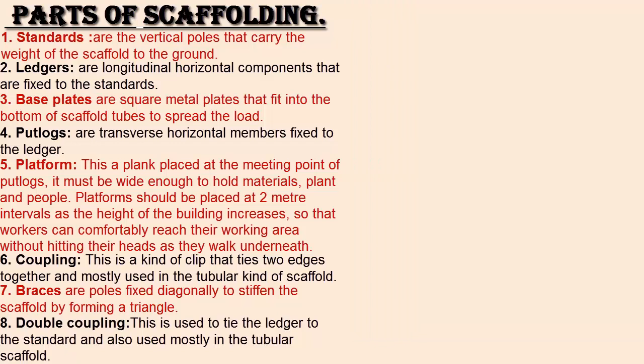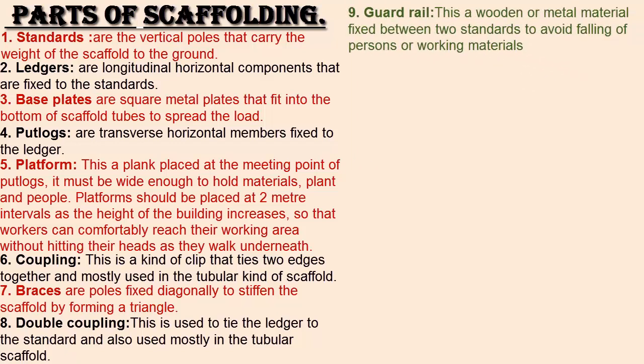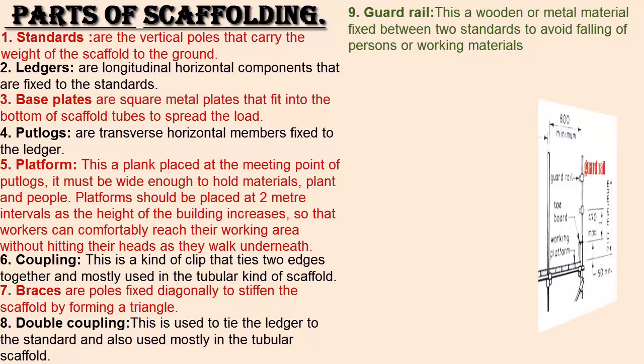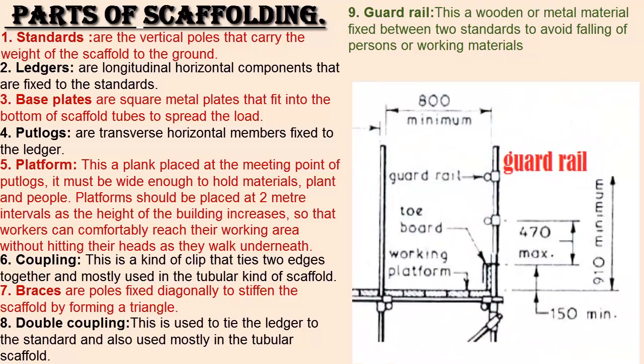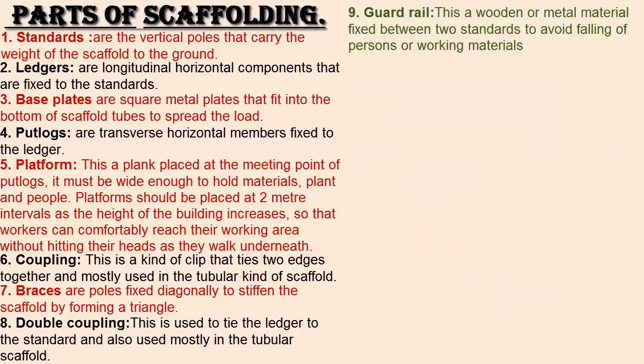Also, we have what is called the guard rail. What is a guard rail? At the top, sometimes you see a storey building. People are working on the storey building. The fear of falling backward is there. The fear of material falling is there. That wooden or metal material that is fixed between one standard and another to protect the users from falling, or protect material from falling, is called the guard rail. Those are the common parts required for the erection of a scaffold.